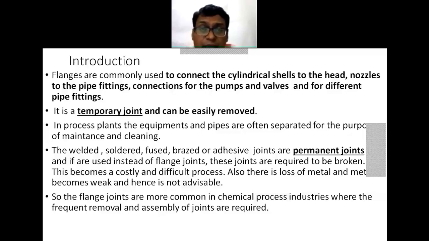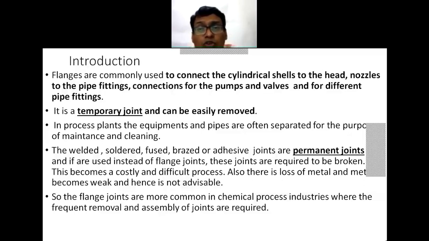Flanges are also commonly used to connect the cylindrical shell to the head. The cylindrical shell and the head can be welded. Generally the bottom heads are welded, but for the top heads there are generally flange joints, so that the flange joint can be a temporary joint and can be very easily removed for the purpose of cleaning, inspection, and introducing different material, different agitators or different systems inside the vessel. All these different accessories can be easily fitted inside any type of vessel.